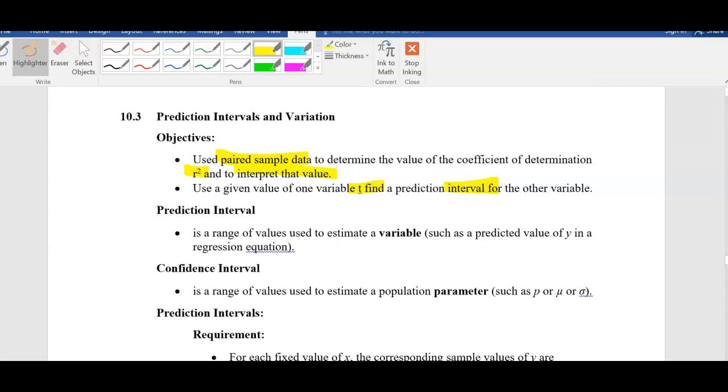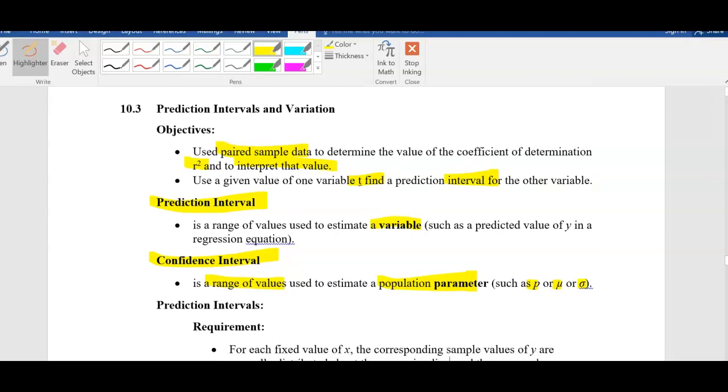So we're going to create an interval like a confidence interval, but this time an interval where our values are going to fall. Our prediction interval is a range of values or estimate of a variable, so where can it be? Unlike our confidence interval, which was a range of values to estimate a population parameter, so that was p, mu, and standard deviation, right? So this one's different. It's a prediction interval of a variable.